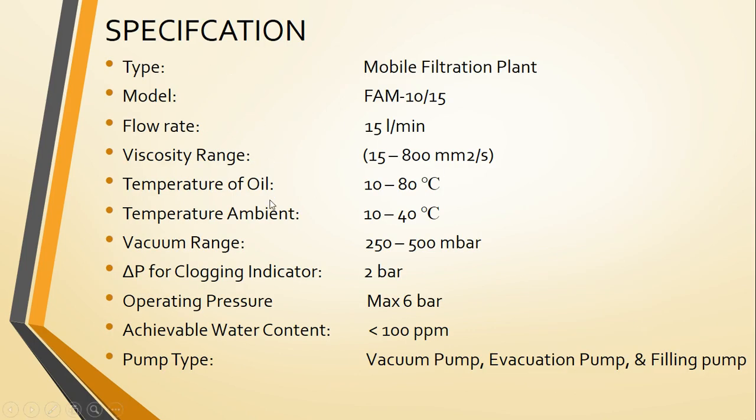Specification: the oil purifier which we have at our plant is manufactured by a German brand, Heidek. We have their model FAM 1015. Its flow rate is around 15 liters per minute. We can use this oil purifier for oil which has a viscosity of around 15 to 800. The temperature which we can achieve with the help of this is around 80 Celsius. For the pressure setting, we have 250 to 500 millibar. The achievable water content is less than 100 parts per million.